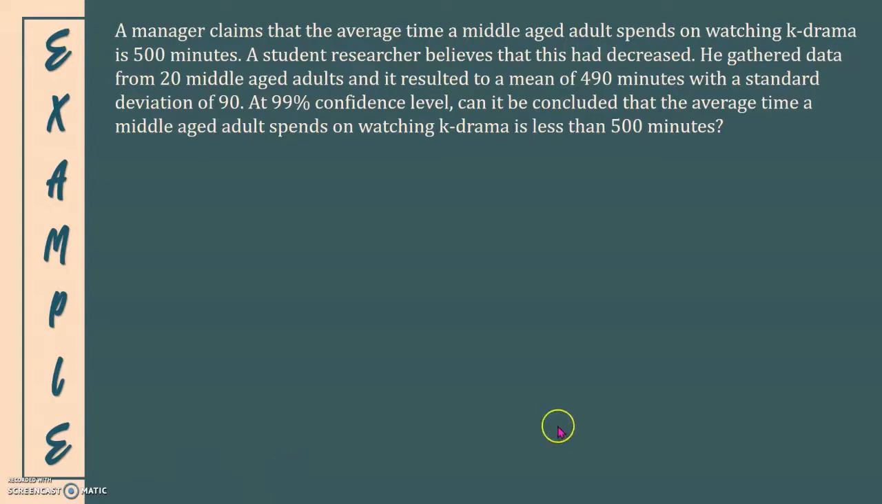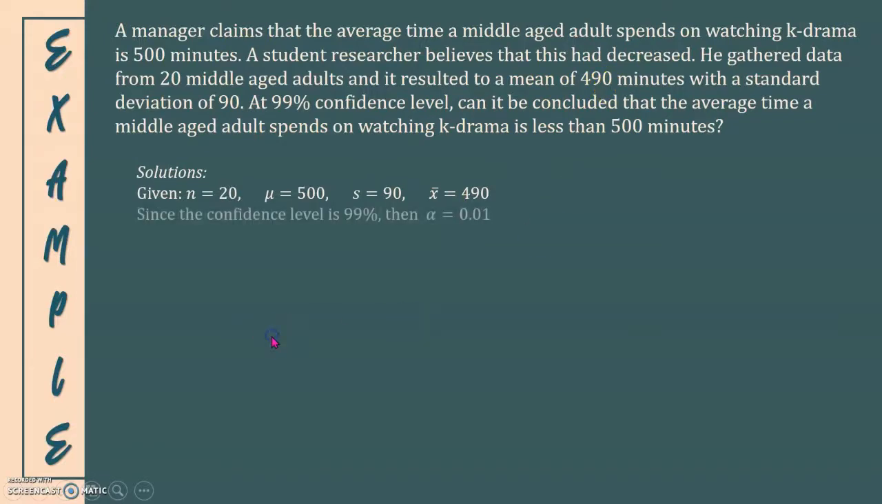So let's identify our given. We know that our n here is 20, our sample size is 20, our claimed population mean is 500, our sample standard deviation is 90, and our x bar, or the sample mean, is 490. So since the confidence level is 99%, then alpha is equal to 0.01.